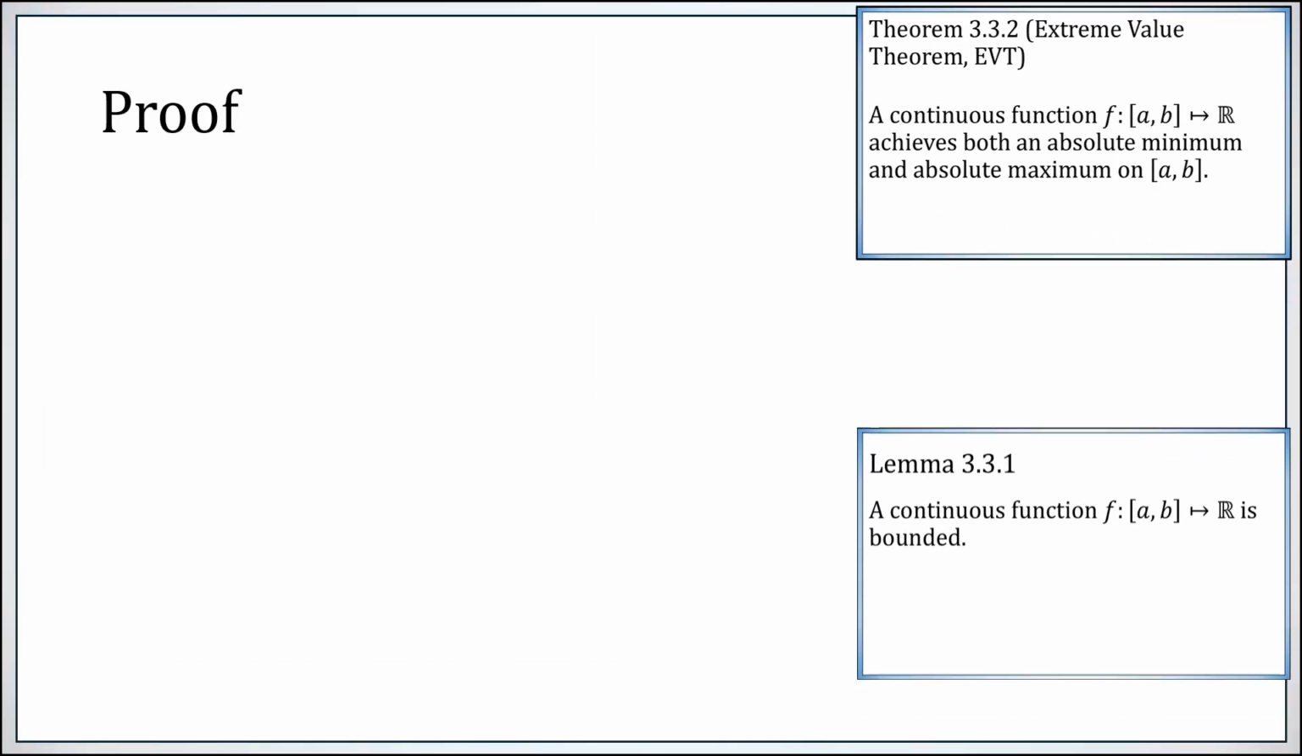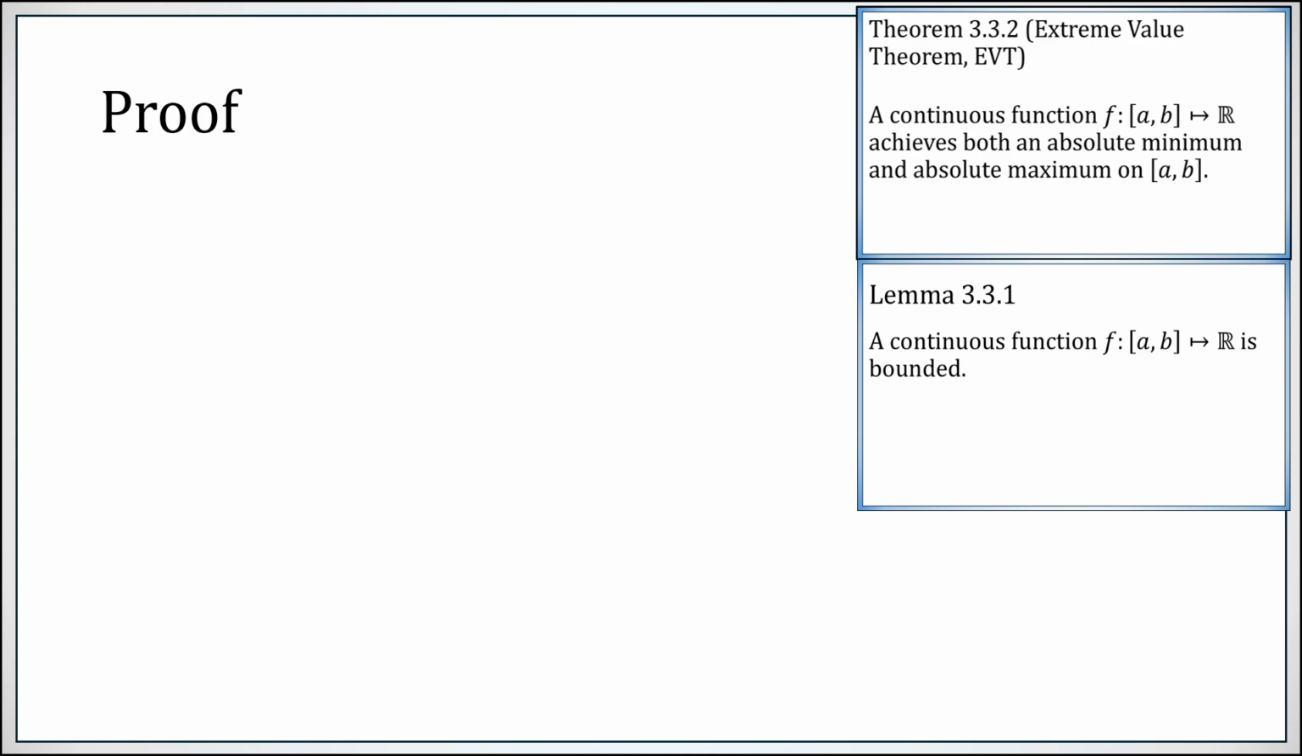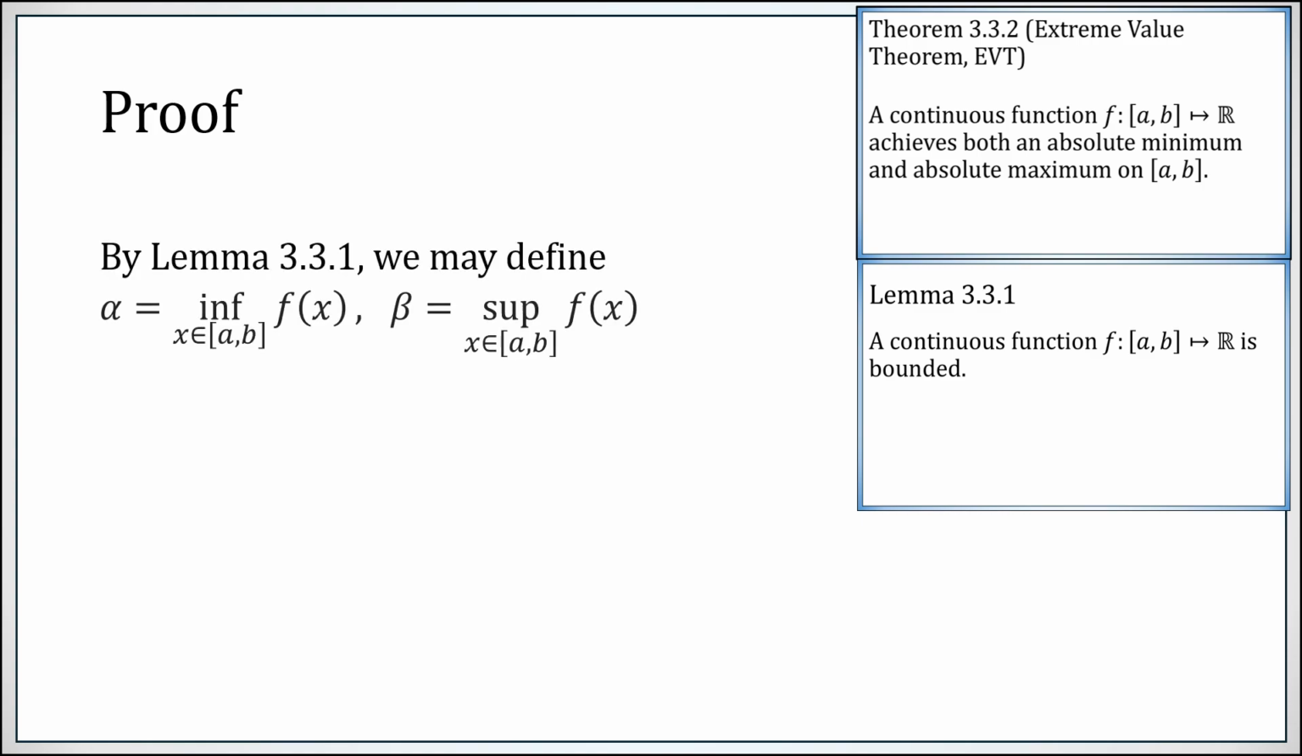Let's get to proving. Now, we just showed in the previous lemma that a continuous function whose domain is of this form has to be bounded. So let's let alpha and beta be the inf and sup of the range. Because alpha and beta are the inf and sup of the range, there are points in the range arbitrarily close to them, perhaps equal to them. That's kind of what we hope, that they're actually a min and a max.